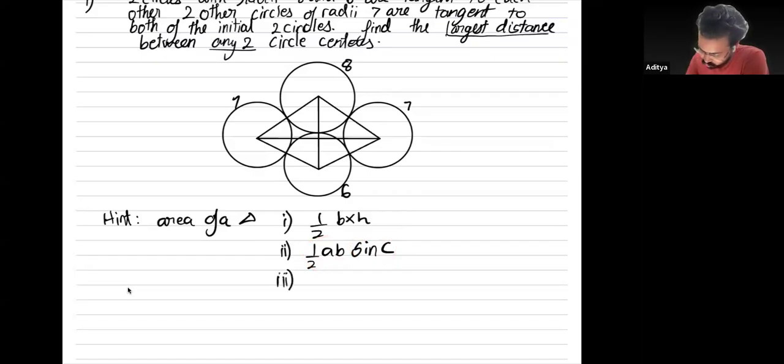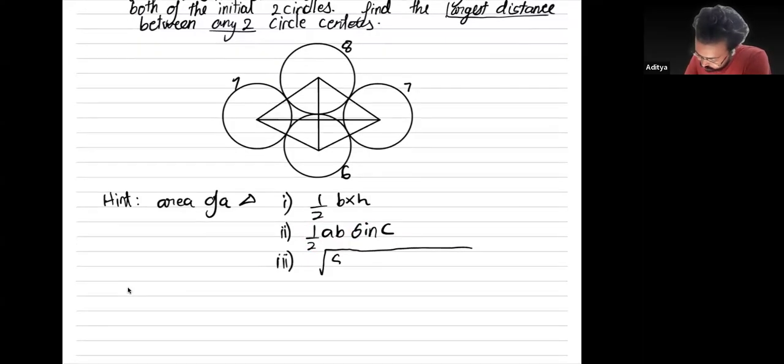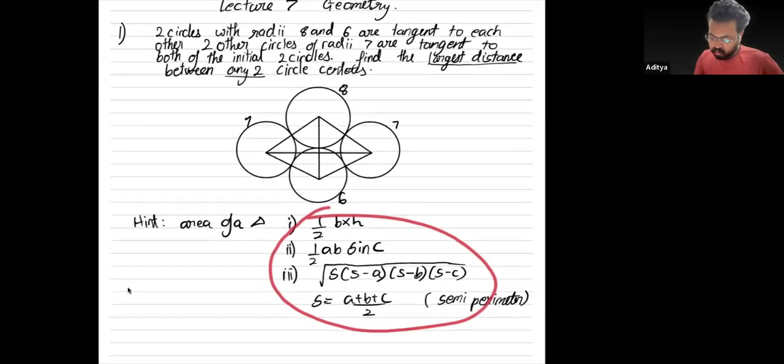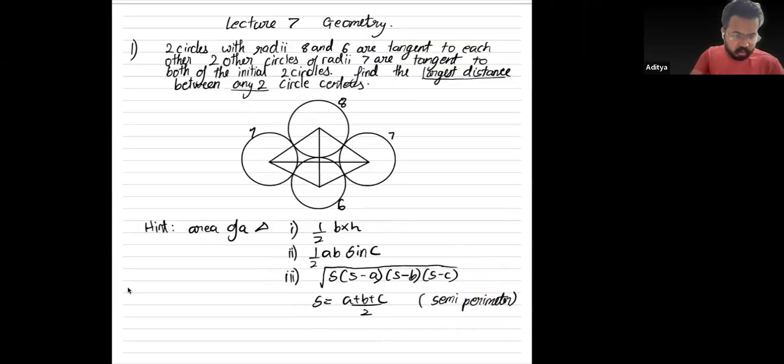You can use something called Heron's formula, which is the square root of S into (S minus A)(S minus B)(S minus C), where S is equal to (A plus B plus C) upon 2. It's called the semi-perimeter. Okay, so use this, or use any combination of these properties to solve this particular question.